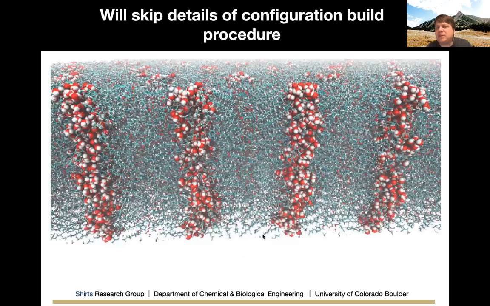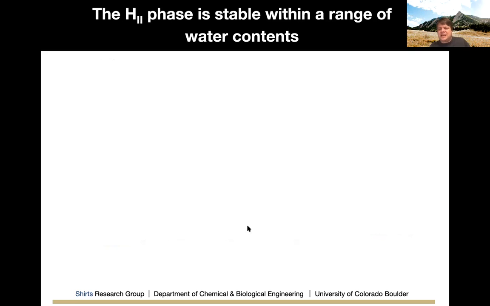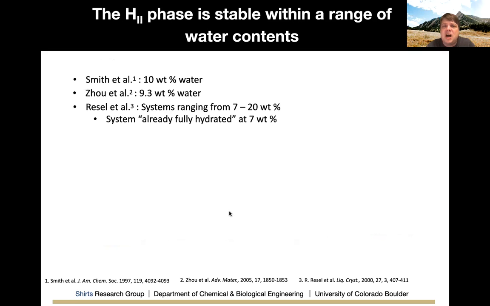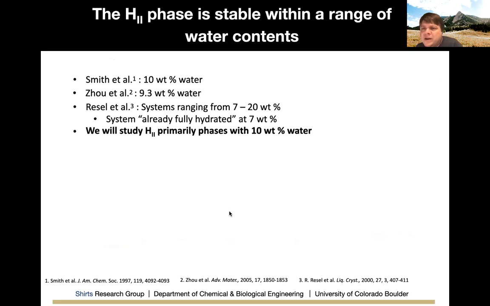So I'm going to skip a lot of the details of the configuration build procedure. You can look at some of Ben's papers to understand that better. But this is what the membrane cross section looks like, where you have these water-filled pores surrounded by the hydrophobic tails. This hexagonal phase is stable within a range of water contents. Different experimentalists have come up with different numbers. We're generally going to be studying the phases with about 10% weight water.